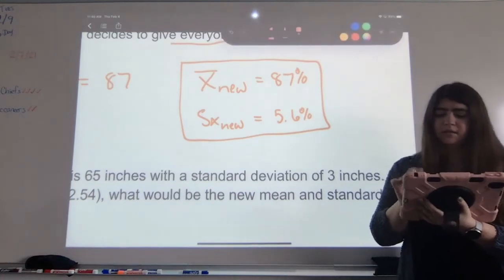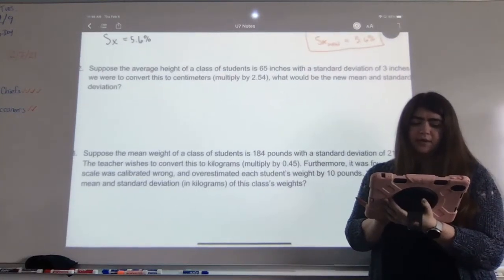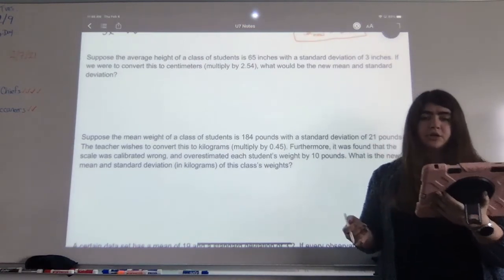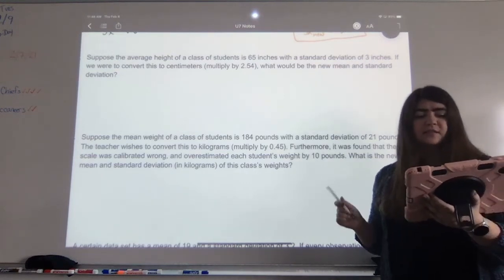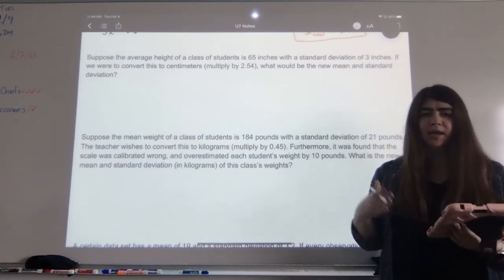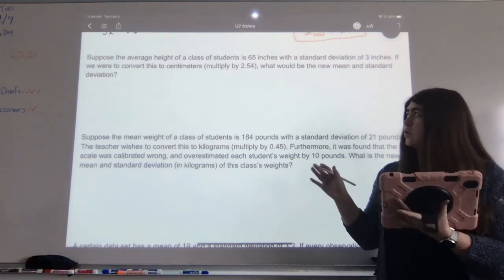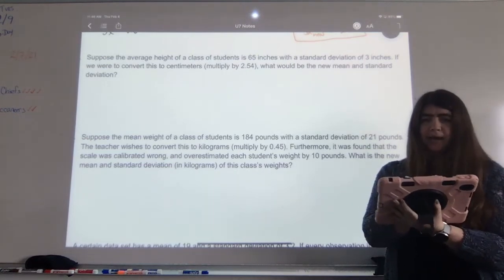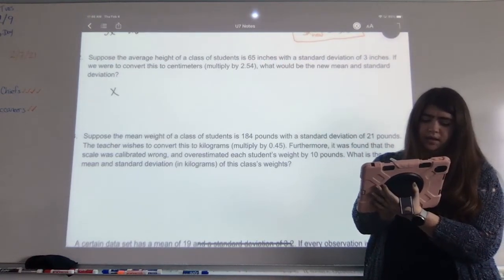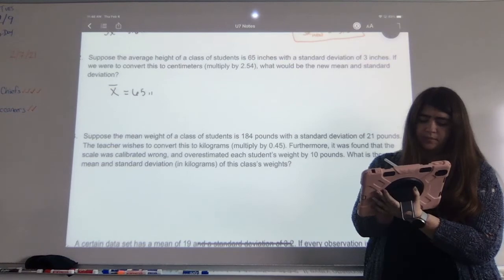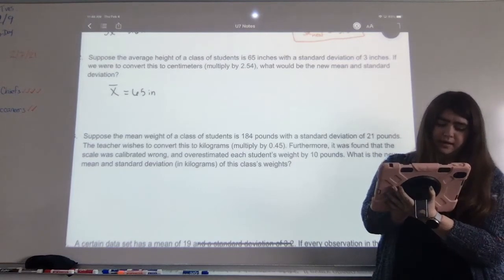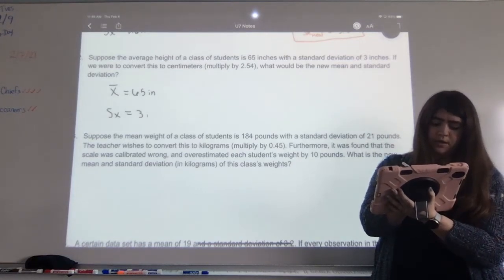All right, let's take a look at example 2. Suppose the average height of a class of students is 65 inches with a standard deviation of 3 inches. If we were to convert this to centimeters, multiplying by 2.54, what would be the new mean and standard deviation? Okay, so let's again record our original data. So I have my average height of 65 inches, so my mean is 65 inches. And my standard deviation is 3 inches. So I have S of x is equal to 3 inches.